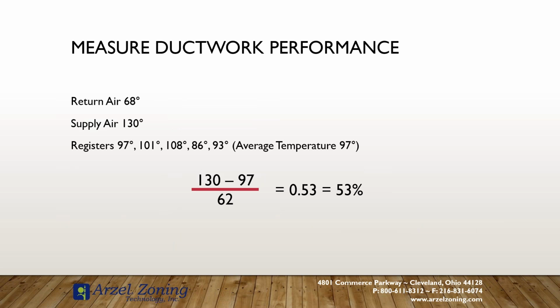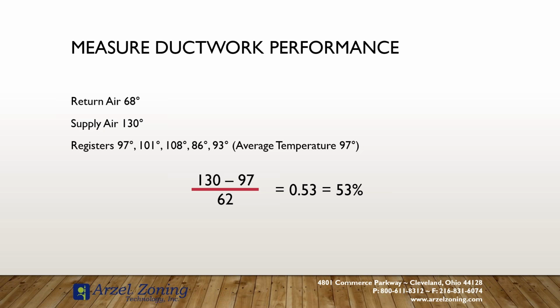But how can we put that into application? So let's say I measure my return air, 68, my supply air, 130. I get my register average, 97, 101, 108, 86, 93. So I average that out to 97 degrees. So now I've got 130 minus 97 divided by 62. So that gives me 0.53. So my ductwork, my measured performance for my ductwork is 53%. So I'm delivering about 53% of the BTUs from my equipment into my zone itself, into my area of control itself. So my ductwork is 53% efficient.